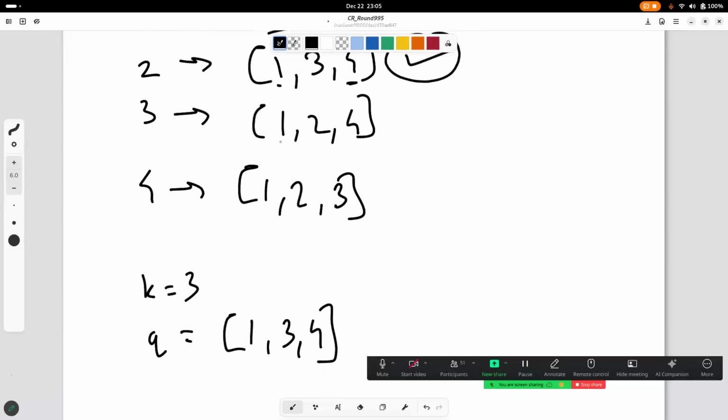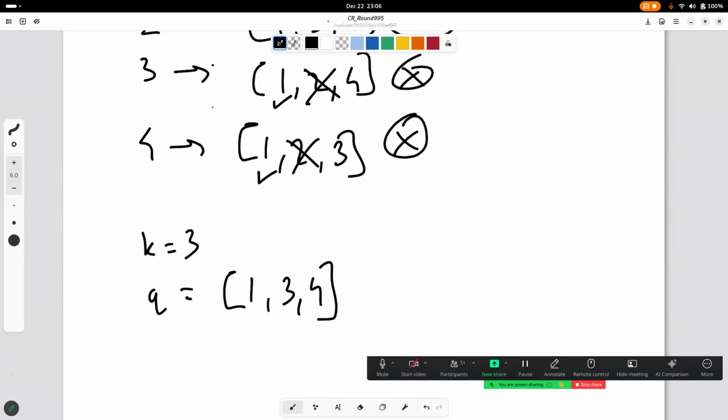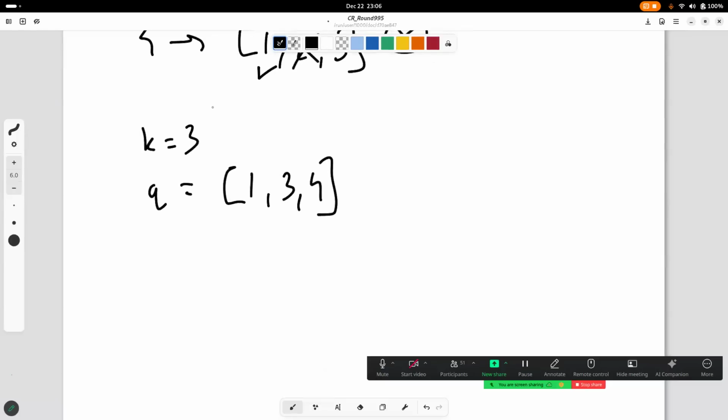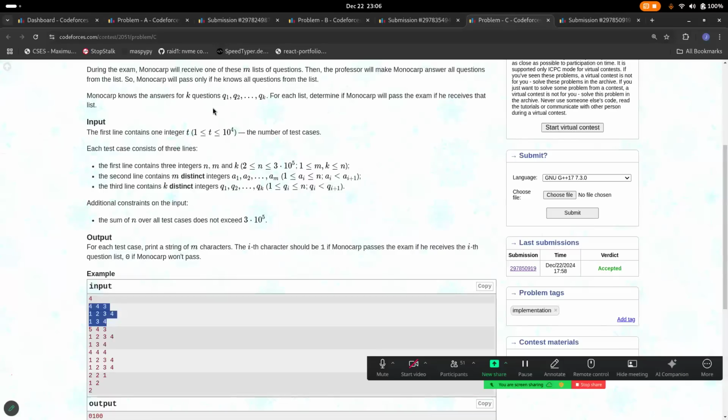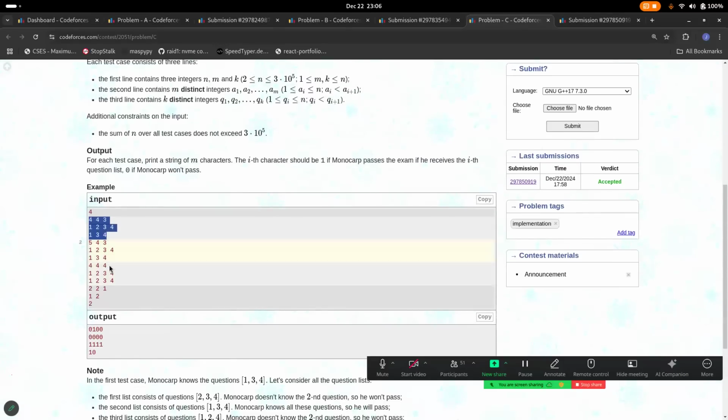The third list, do we know the answer to question number 1? Yes. Do we know the answer to question number 2? No. So this cannot be solved. For the fourth one, similarly, we know the answer to question number 1, but not to 2. So this cannot be solved either. So that was the first test case, and let's move on.